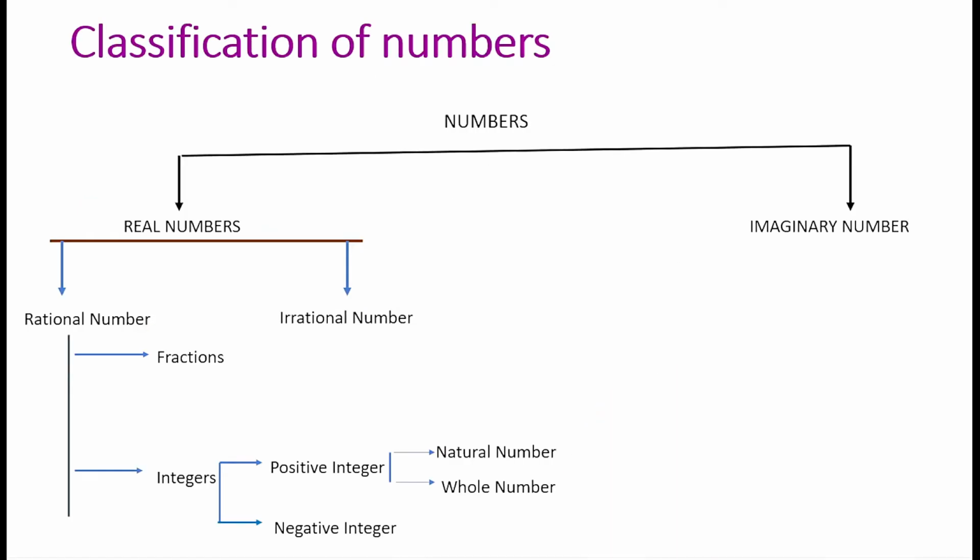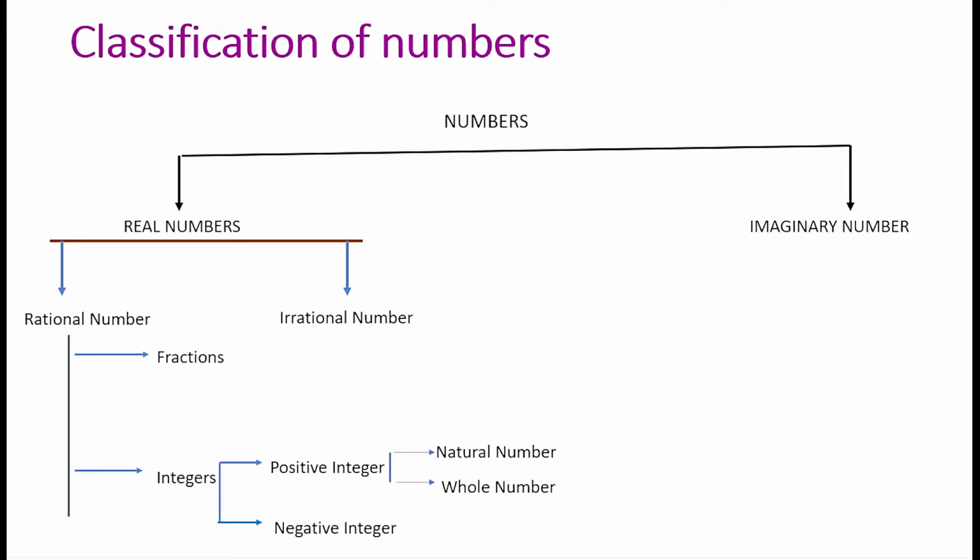Let us try to understand the classification of numbers. Numbers are basically divided into real numbers and imaginary numbers. What are real numbers? Real numbers are those numbers that you can see in the practical world or that we encounter in our day-to-day life. Let us take an example like I have 5 pens with me. Basically you can count the number of pens from 1 to 5. So all these are examples of real numbers.